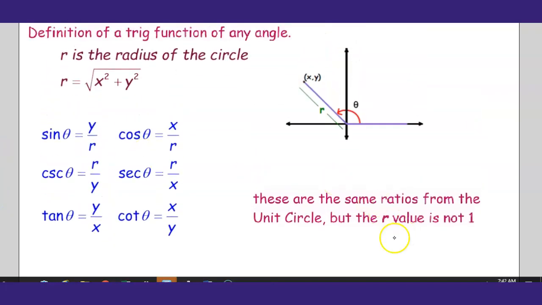These are the same ratios from the unit circle, but the r value is not 1. All right, the r value is not 1. So in the unit circle, the r value is 1, which we talked about.